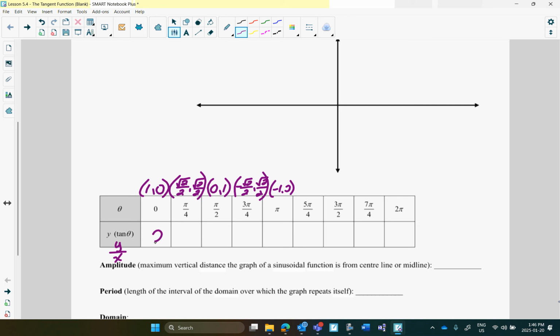Notice that it completes the cycle a little bit sooner. We actually put in 2 cycles, didn't we? Because it went 0, 1, undefined, negative 1, back to 0. Then 0, 1, undefined, negative 1, back to 0. So we've got to show that.